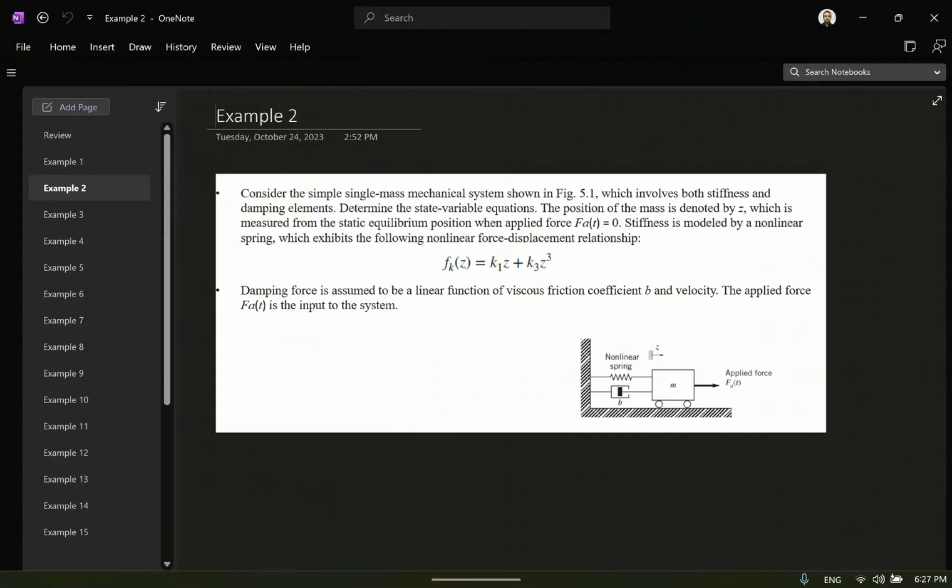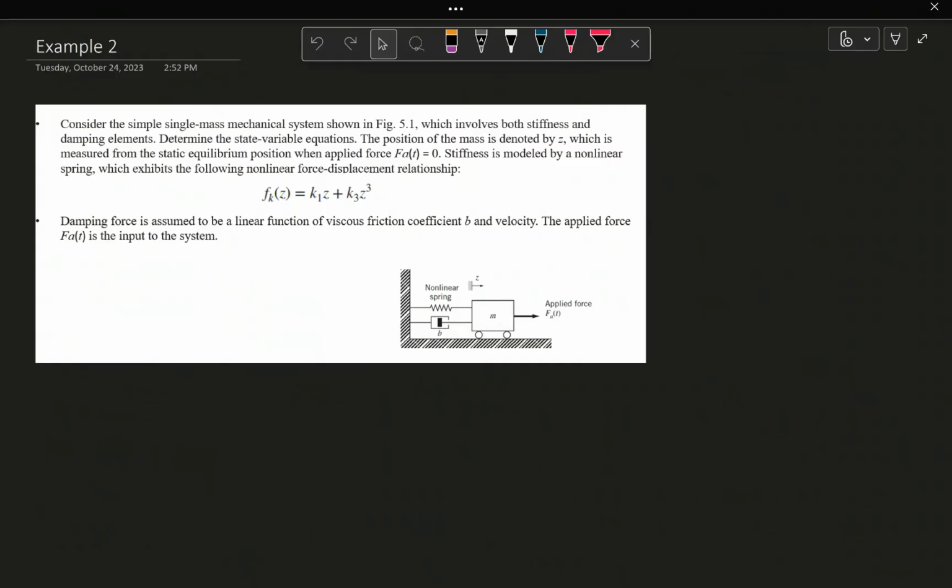Okay, let's solve the next example. In this example, a mass spring damper system is given to you where the spring is a nonlinear spring. They have given you the equation for that spring, and the input of the system is the applied force. They want you to first model the system, and then break it down to state space equations, or state equations.